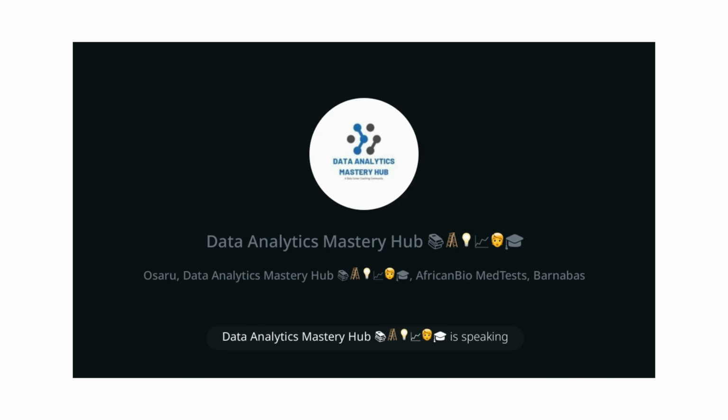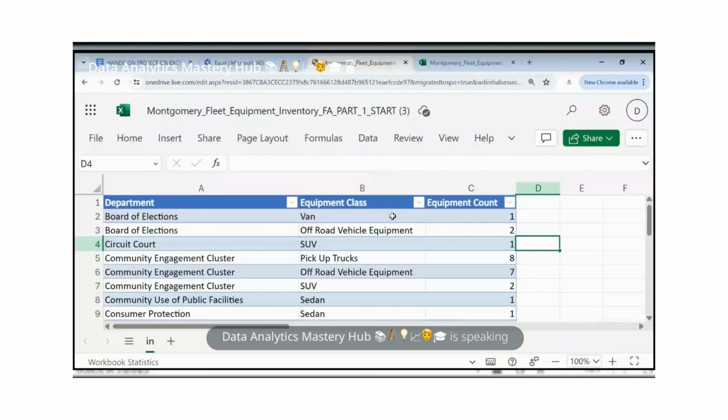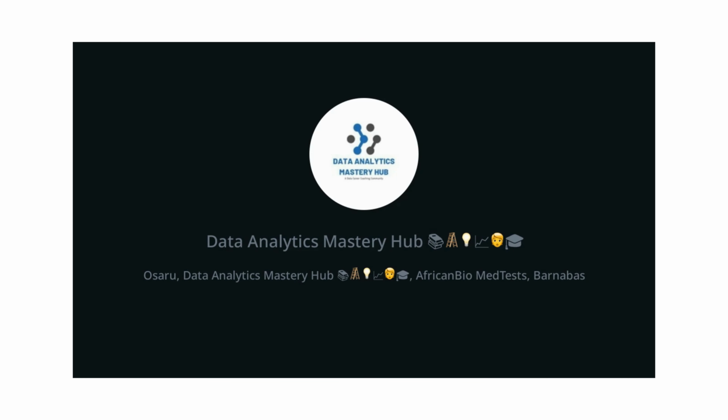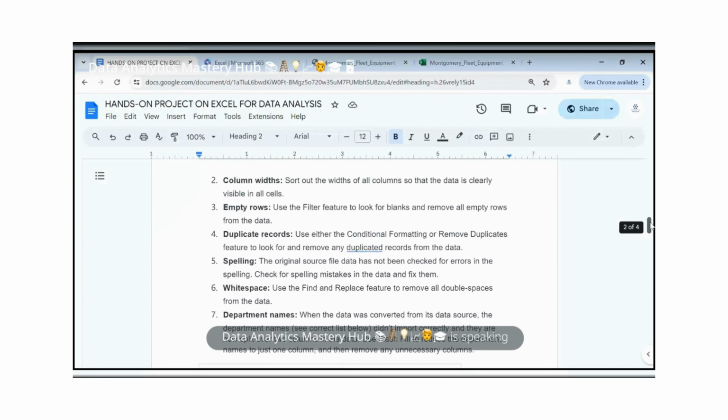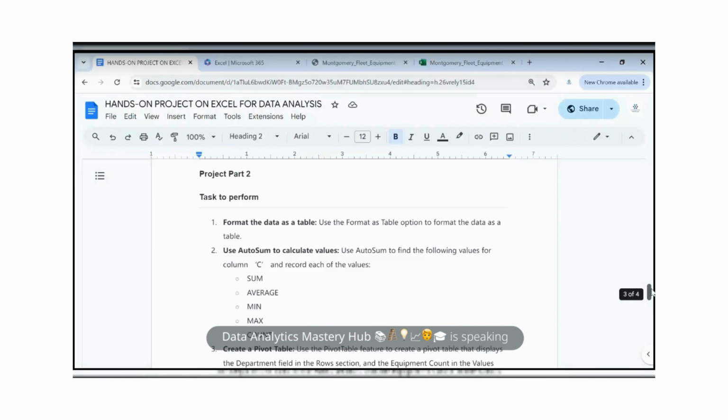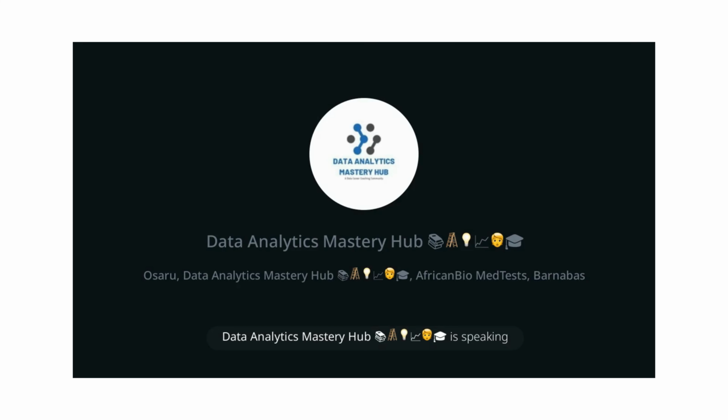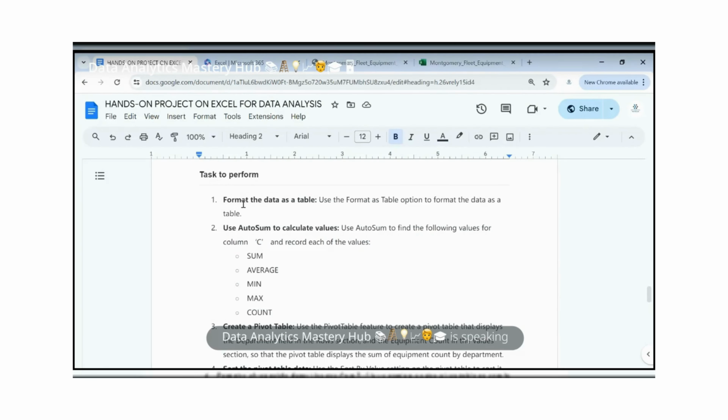So let's continue, please. What we need to do is create a pivot table. Let's see from the project that we are working on. So for part 2, let's just run through it. I'm not going to do everything on part 2 because it's just a repetition of what we did last time. Part 2 says we should format data as a table. We have done that.